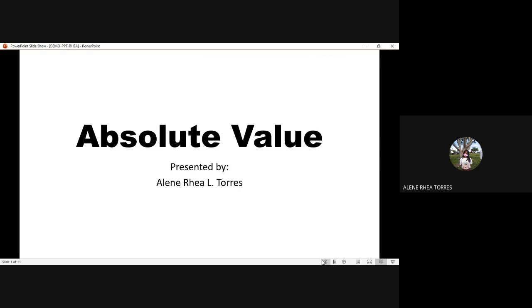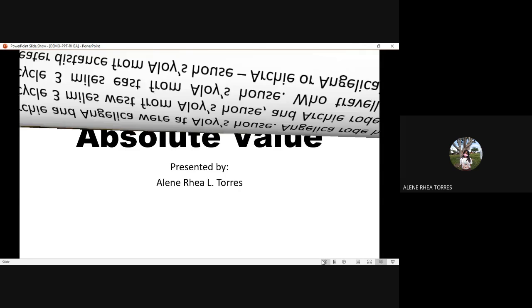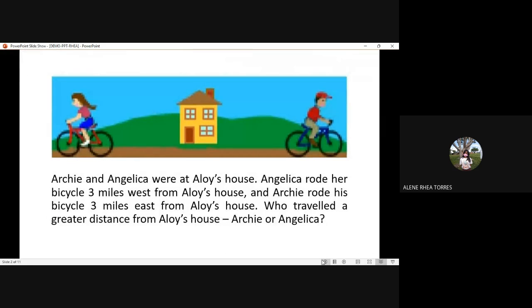Okay, very good. That is a good answer, but let's see if your answer is correct. But before that, I have here a problem. Next slide, please. Let's see this picture. Can everyone see it? Okay, in the picture there are two persons riding bicycles. That is Archie and Angela.